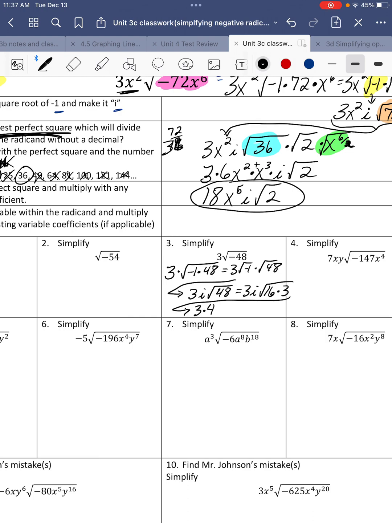And the square root of 16 is 4. So that's going to be 3 times 4. And we don't know the square root of 3, so we're going to leave that as the square root of 3. That is not a perfect square. 3 times 4 is 12. 12i square root of 3. That's your final answer.